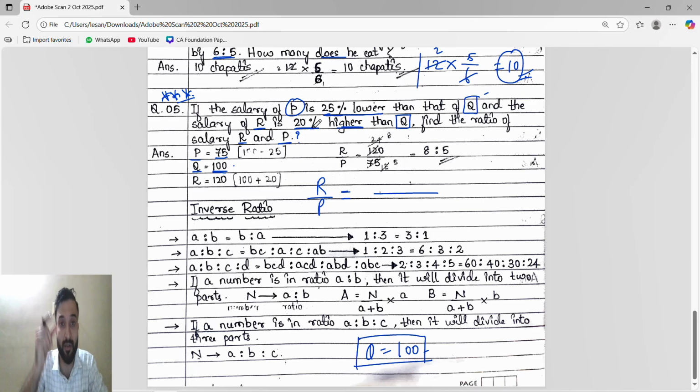Then salary of R is 20% higher than Q. Higher than Q. Q was 100. So 20% higher means 100 plus 20. R is 120. That's it.